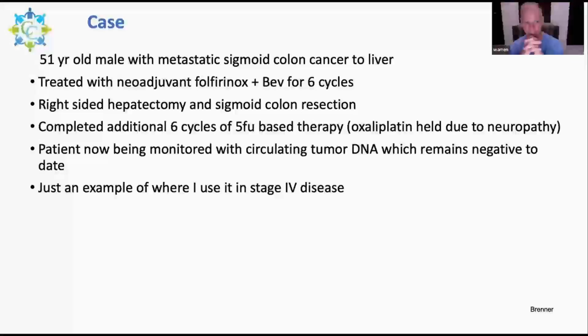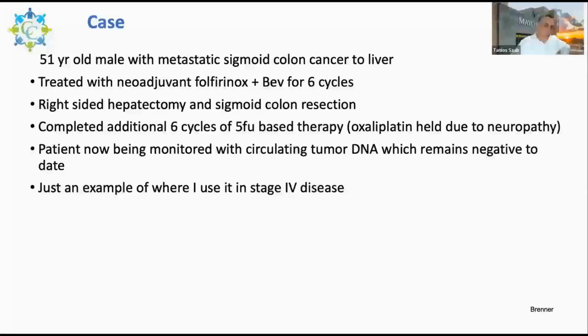And then he completed 6 cycles of 5-FU-based therapy. We could not give him additional oxaliplatin. He probably had a grade 2 neuropathy. And now I've been using Signatera in him, and his CA has been normal throughout his disease course. Also, when he was diagnosed with fairly large tumor burden in the liver, the CA level was normal. And now I'm monitoring him with, again, the Signatera platform, and he remains negative.